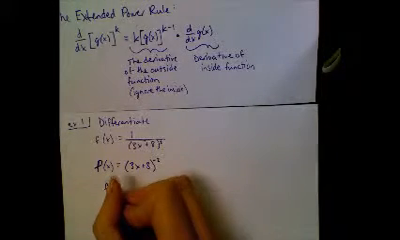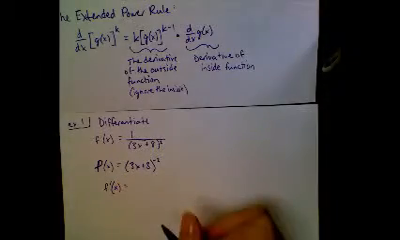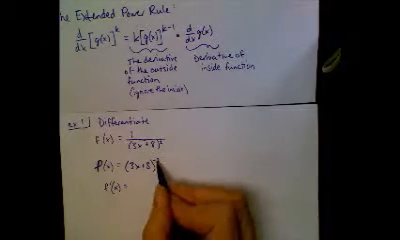Okay, so the extended power rule says that I'm allowed to do the power rule. So my exponent is negative 2.